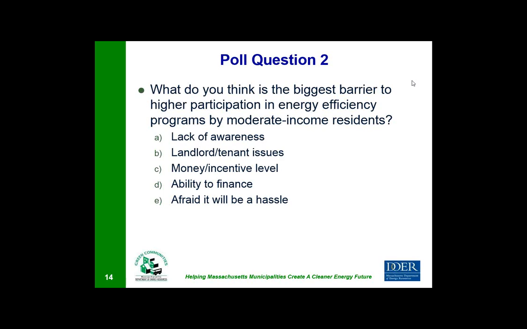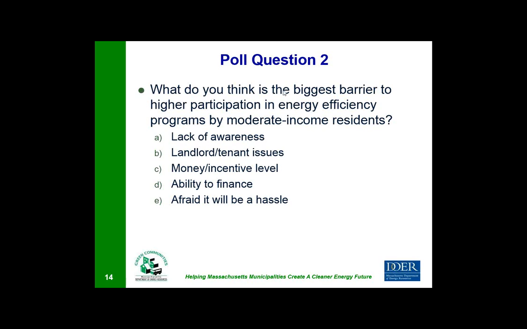Okay, so with all of the voting in, 25% is lack of awareness, 25% landlord-tenant issues, 8% money incentives, 8% ability to finance, and 33% thinks it's going to be too much of a hassle. Thanks, everybody. Back to you.